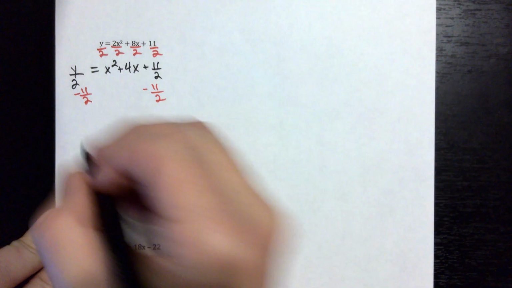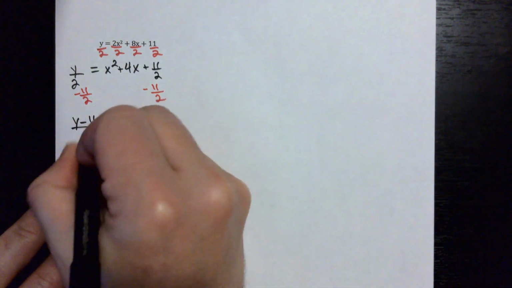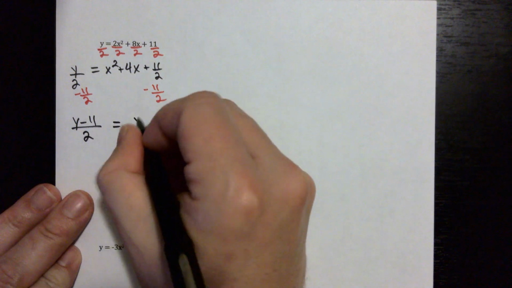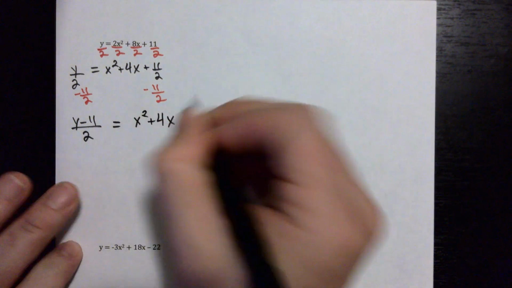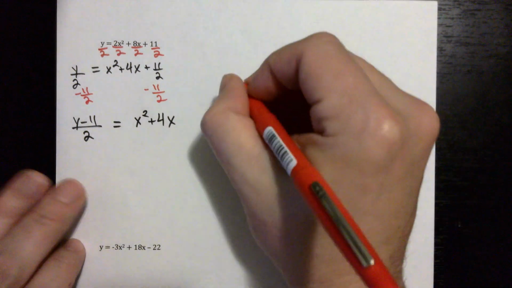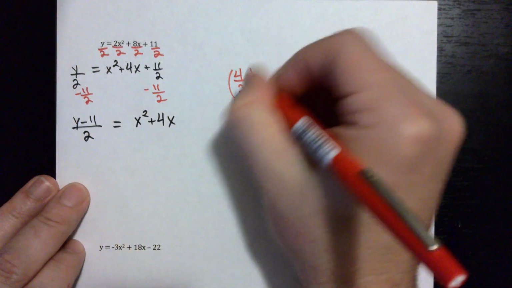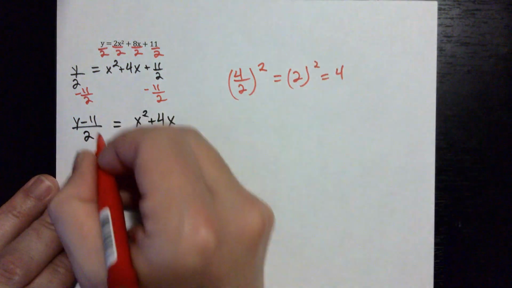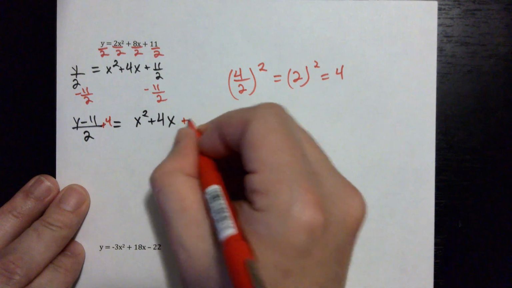So I can go ahead and just write y minus 11 over 1 comma 2, instead of writing it as two different fractions, equals x squared plus 4x. Okay, so I take that middle number, that 4, and I divide it by 2 and I square it, which is 2 squared, which is 4. And I'm going to add that 4 to both sides.